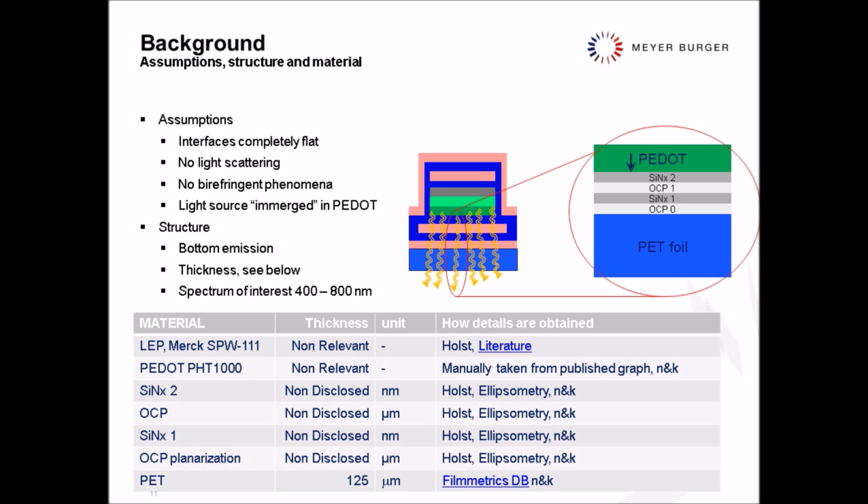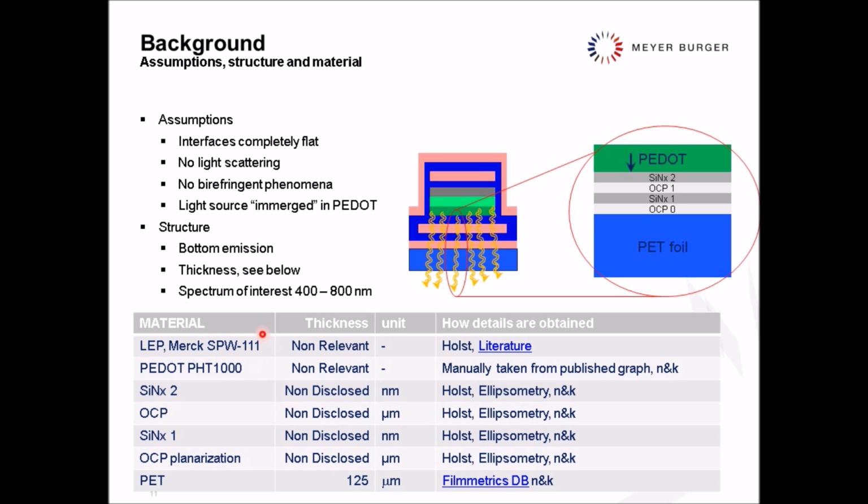Now about the structure. What we're going to look at is the path of a ray from the P dot, as we said, all the way out. Now in detail, this would look like this. So we have a light source at this point, and we'll pass the silicon nitride, the OCP, again a silicon nitride, and then again an organic coating for planarization. And then we'll pass through a PET foil. Because of this, we need to know a few details about especially refractive index and absorption coefficient, but also we have to give some thicknesses.